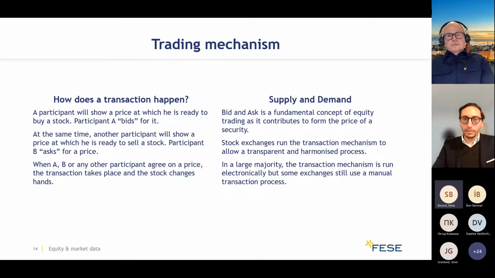Maybe here, Anders, may I stop? I think there is a very important point highlighted for all the people watching us. You see that a large majority of the transaction mechanism is run electronically. And to that extent, when we talk to some of our members, we need to keep in mind that for some of the trading desks in Europe, more than 98% of their transactions are actually made by algorithm, what we call trading by algos, and only 2% are made directly, by manual intervention. And this is what we call the difference between high and low touch in our field.